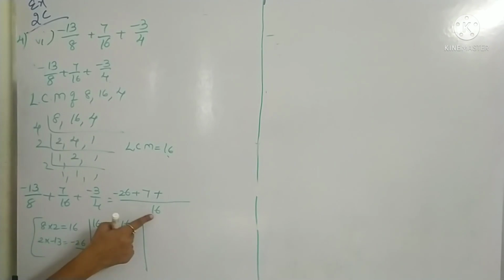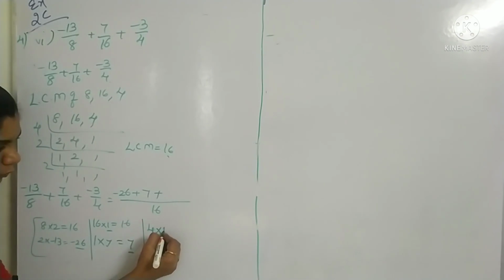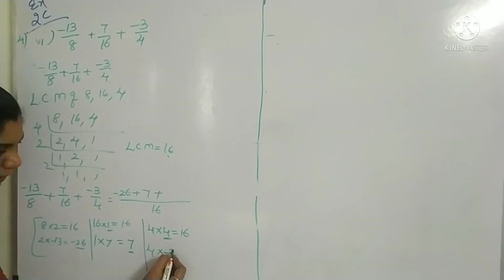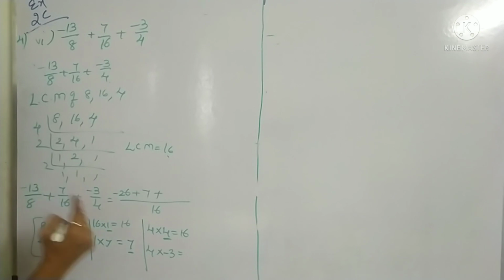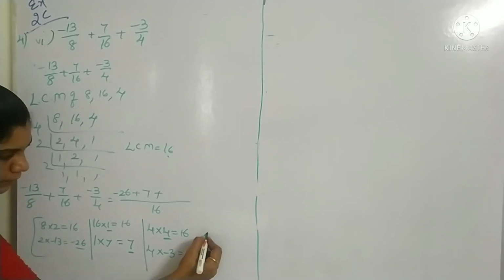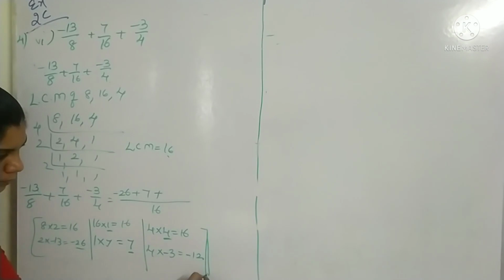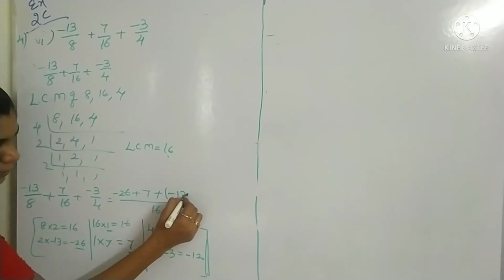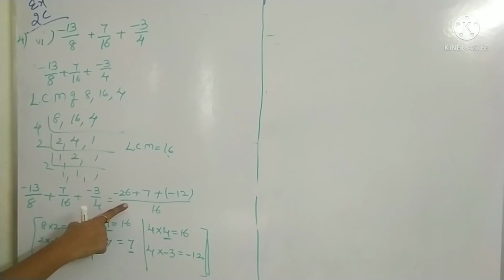In the 4 table, how many times do you get 16 here? 4 fours are 16. And with this 4, multiply the numerator, minus 3 along with the minus. Don't forget. So 4 threes are 12. What is the sign here? Minus. So you write minus 12 here. Minus 12. Now what did you get here?